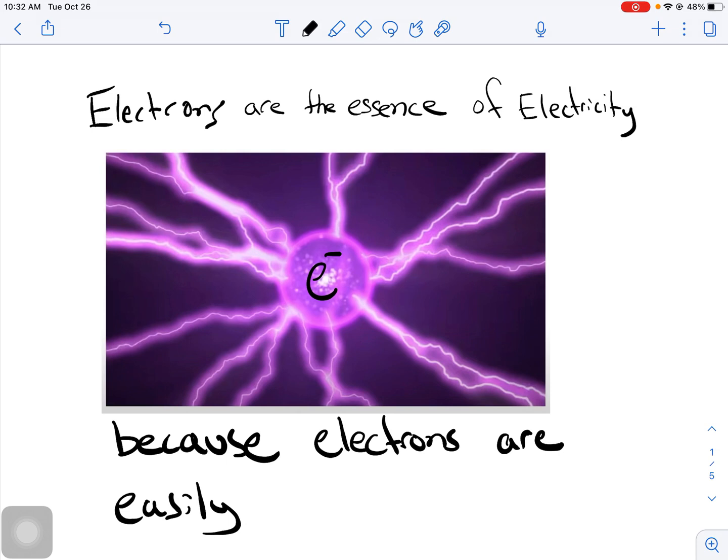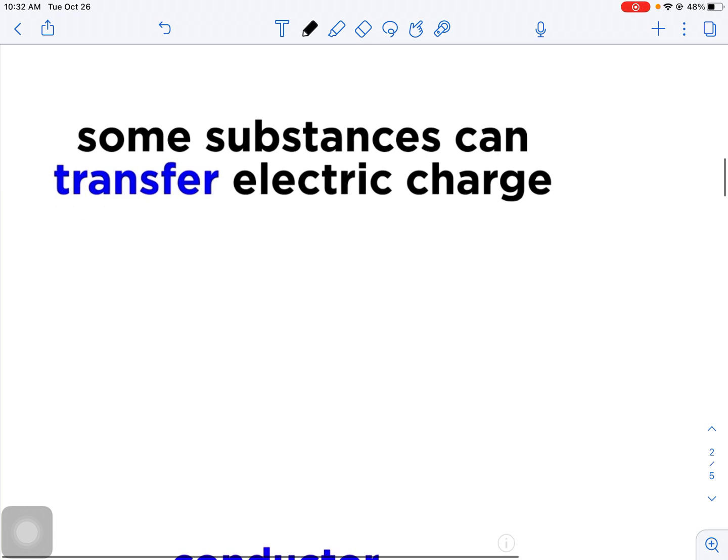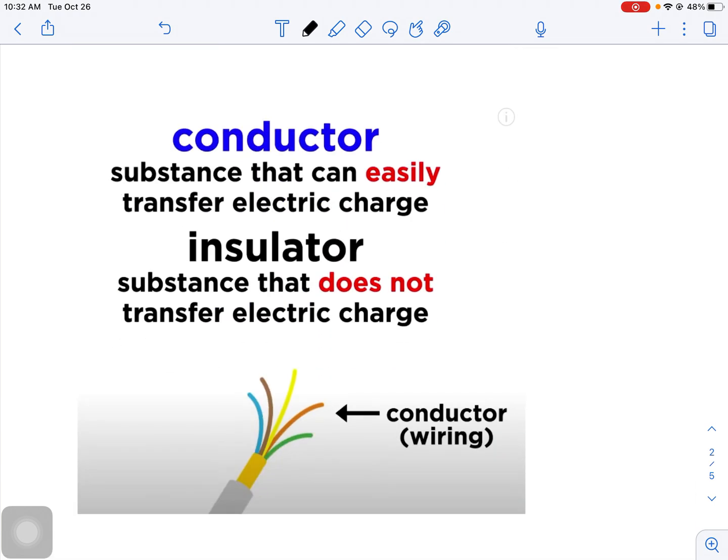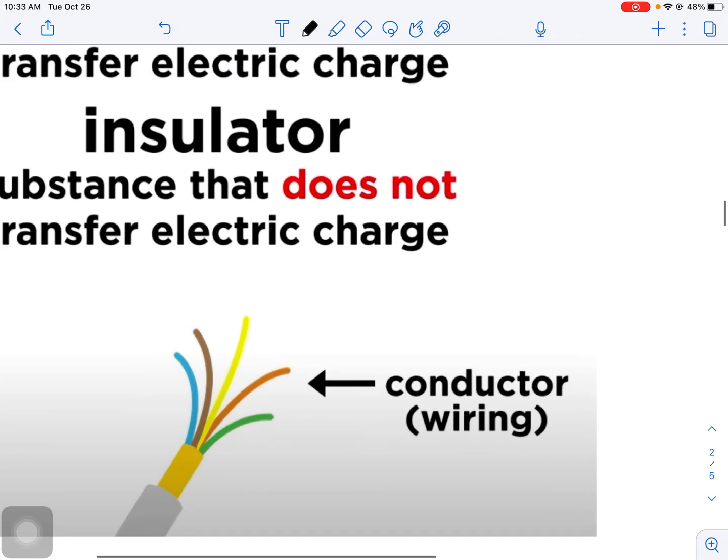And that's because electrons are easily transferable, meaning they go from one object to another very easily, especially if that object is made out of metal. So I like to think about electrons a lot when I think about electricity. Now, some substances can transfer electric charge. For example, a conductor, something made out of metal, is a substance that can easily transfer those electrons. An insulator, that's the opposite. That's a substance that does not transfer electric charge.